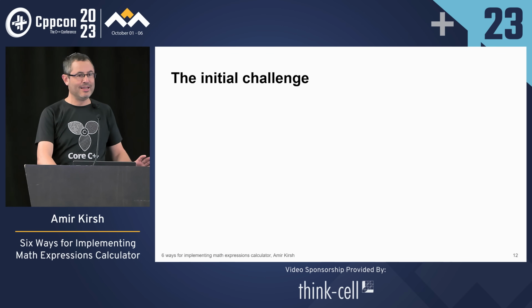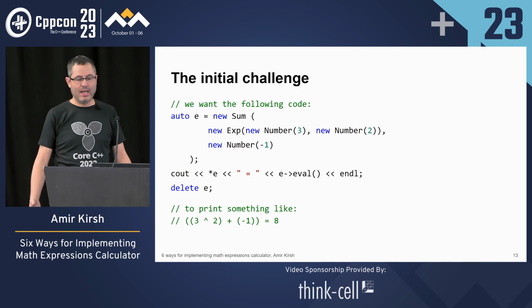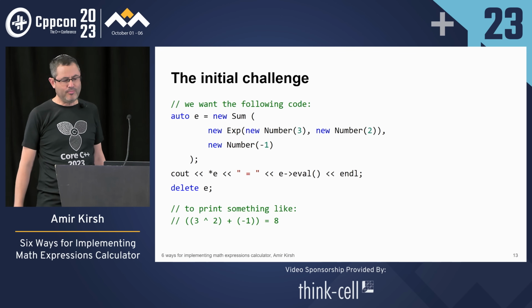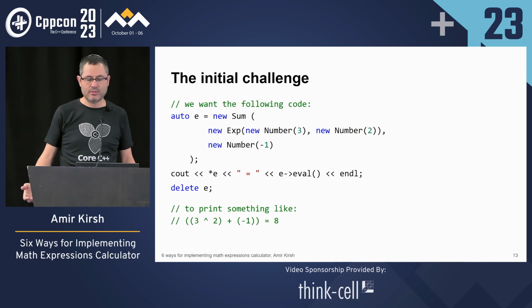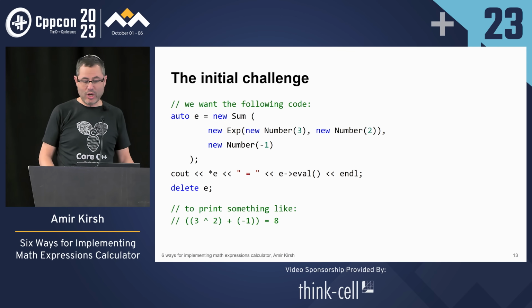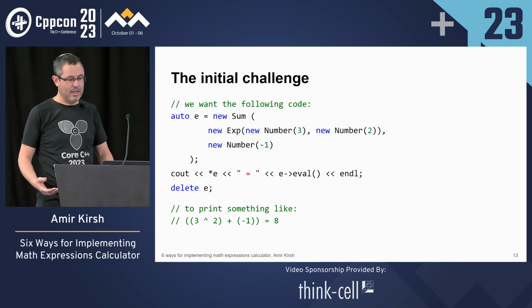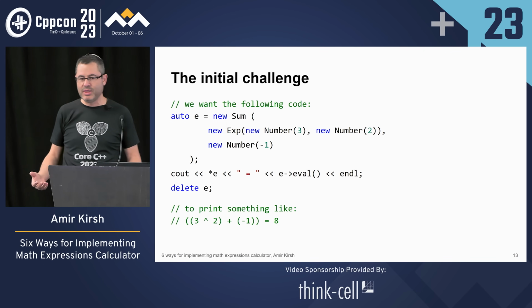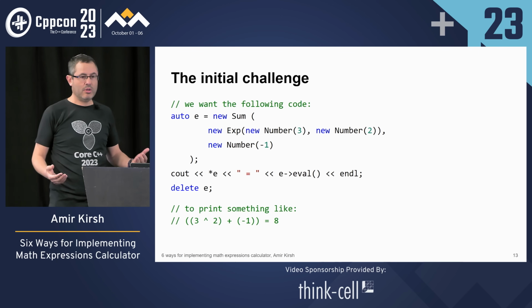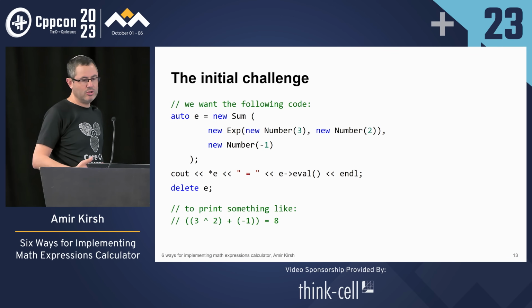So the initial challenge, let's start. We want to implement something that would calculate some kind of math expression. In this example, we want to sum the exponent of 3 and 2 and -1. And then we want to print the expression and then to print the evaluation, the result. And we want the printout to look something like 3 to the power of 2 plus -1 equals 8. So the left side is the printout of the expression, and the right side is the call to eval.